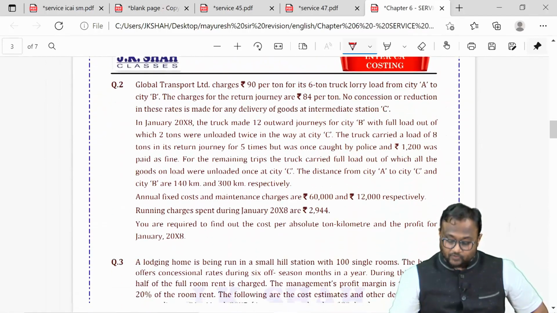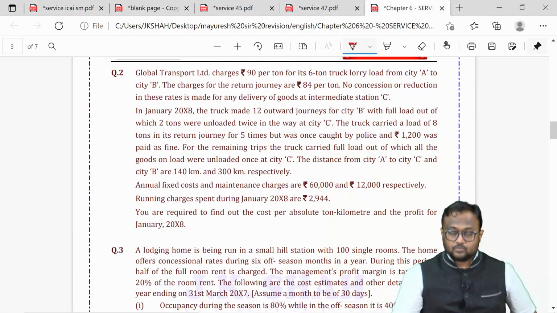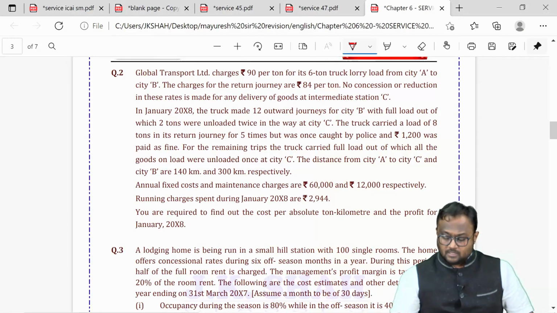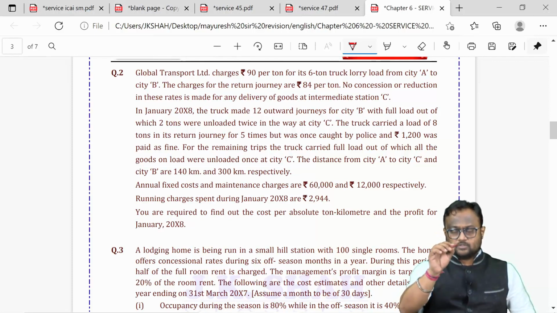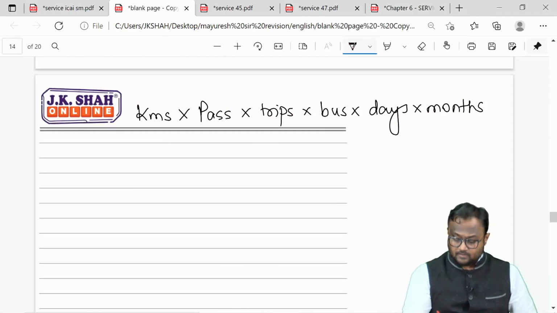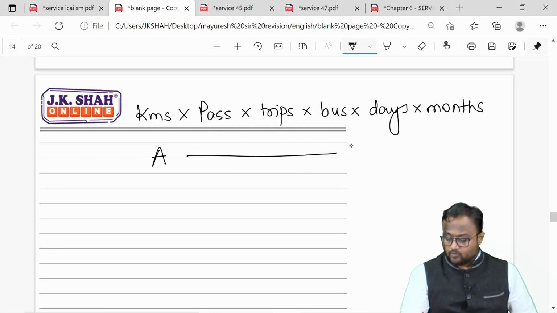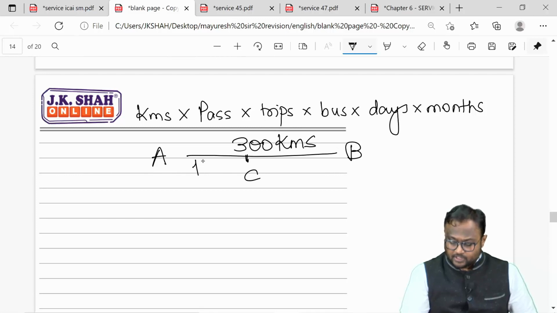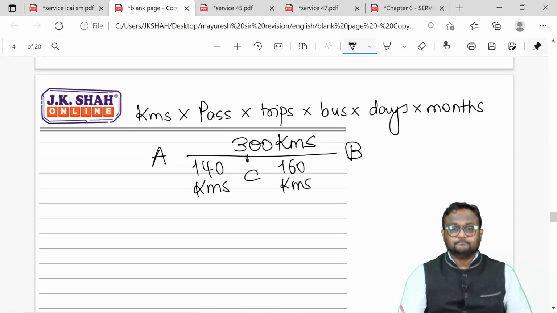Now we had a second question which was also important. Basically it was about A to B, which was 300 kilometers. I'm explaining the question to you. There was an intermediate station C which was 140 kilometers away from A. That means this distance has to be 160 kilometers, the balancing figure.